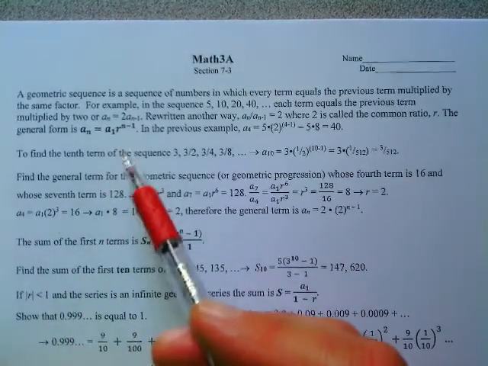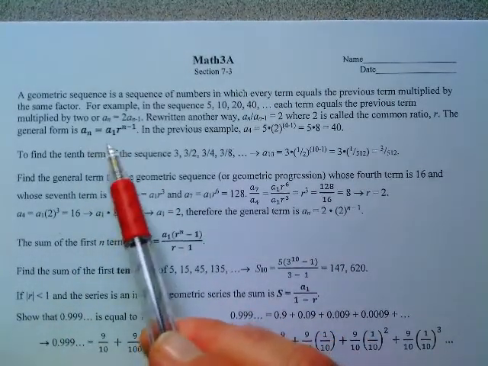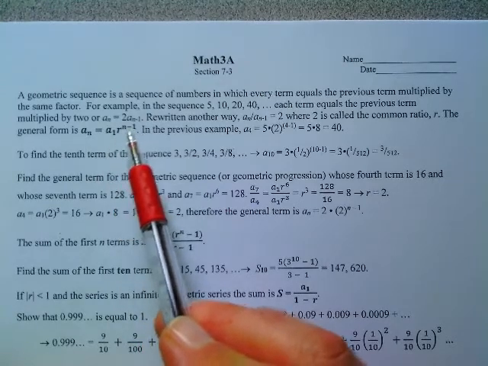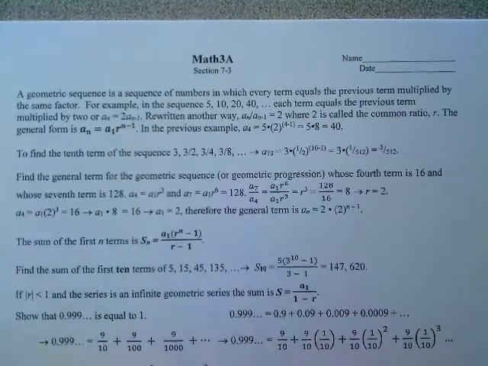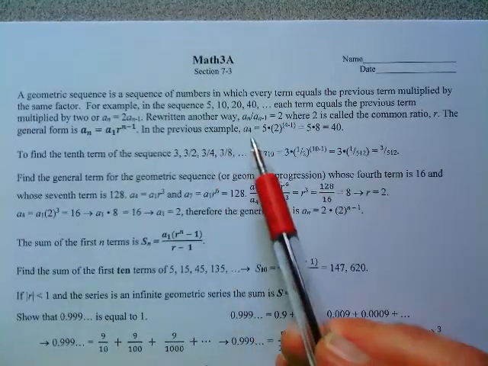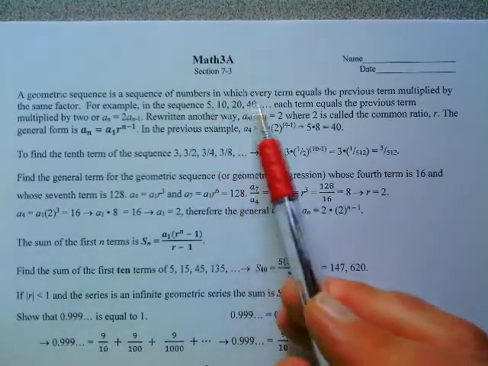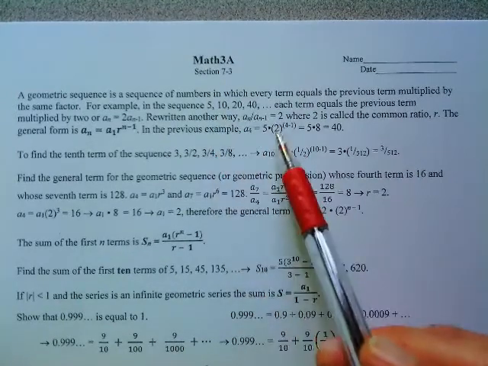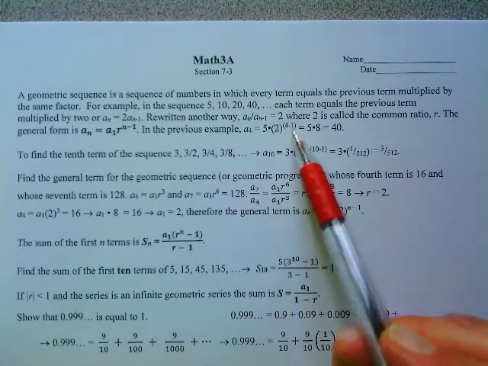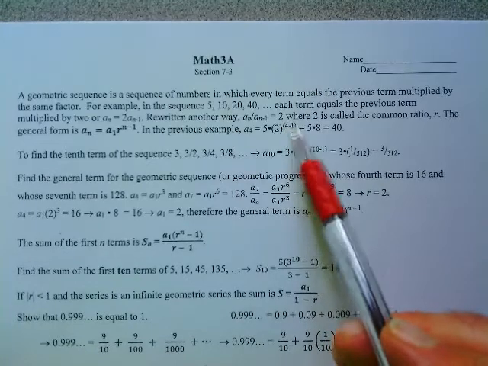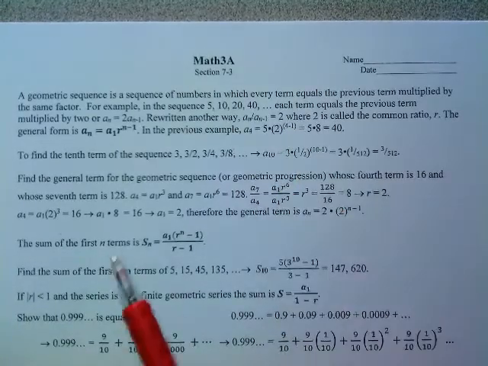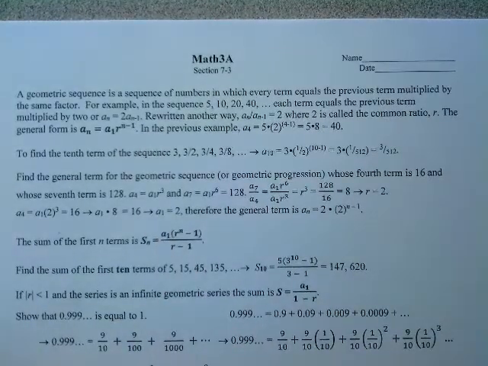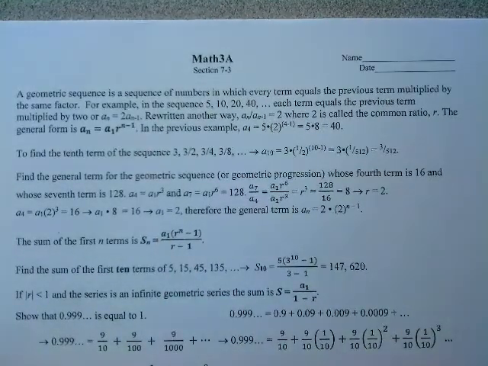The general form for a geometric sequence is a_n equals a_1 times r to the n minus 1. In the previous example, a_4, so 1, 2, 3, 4, the 40, would be 5, because that's where we started, times 2 to the 4 minus 1. So this exponent is always going to be 1 less than n. And so 2 to the 3 is 8. 5 times 8 gives us our 40.